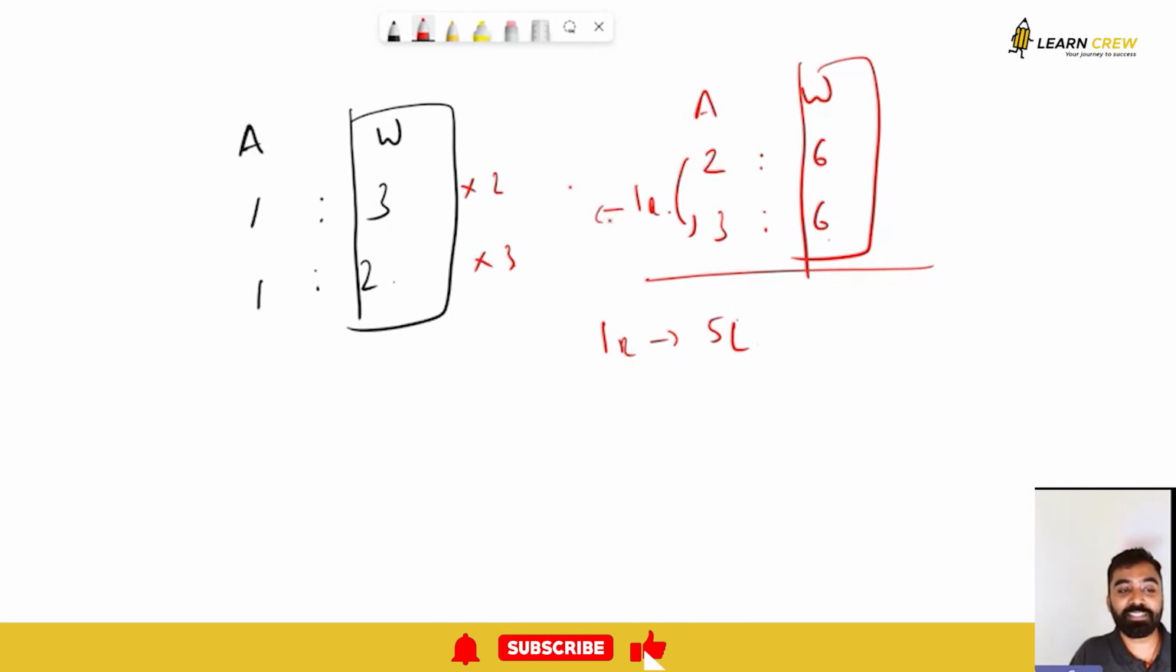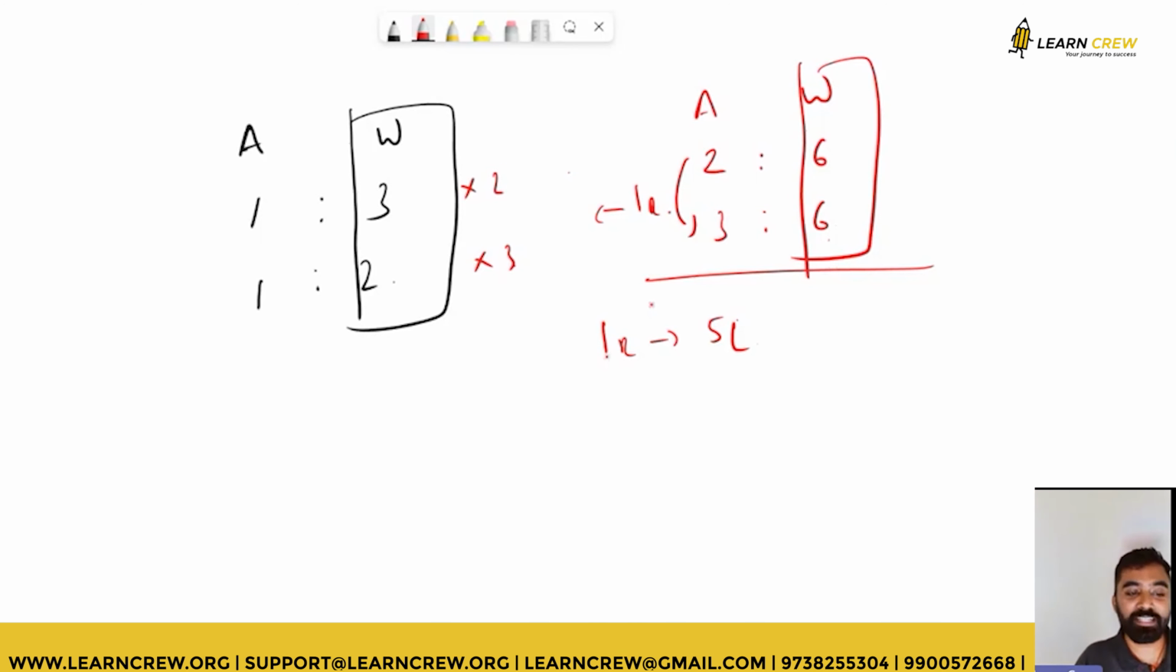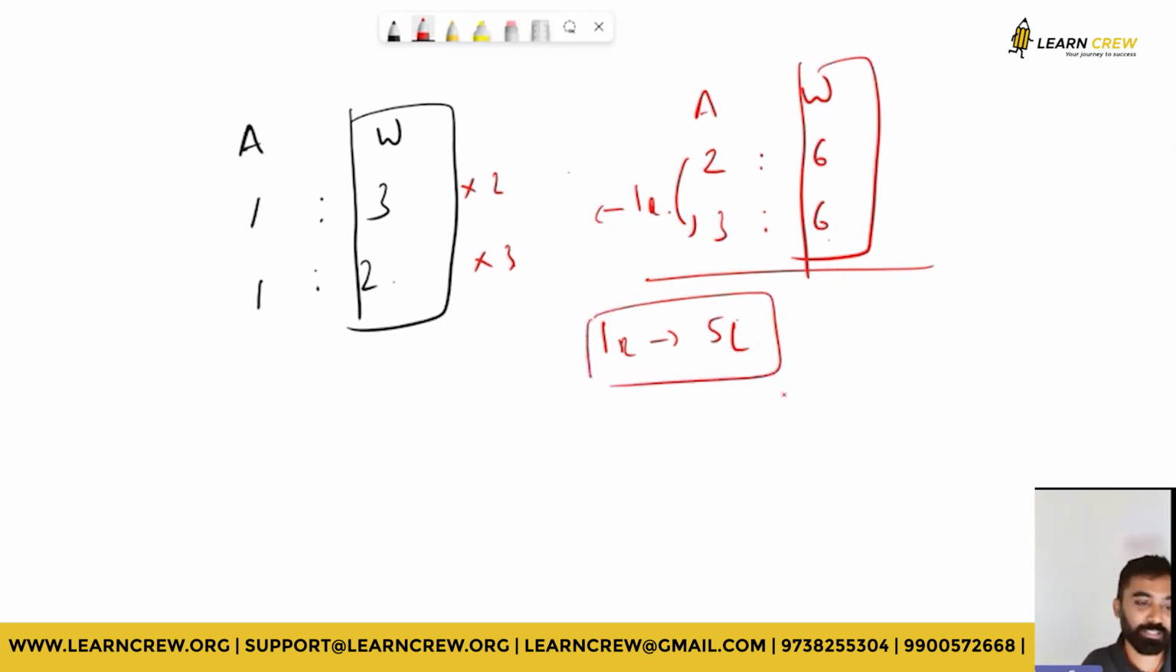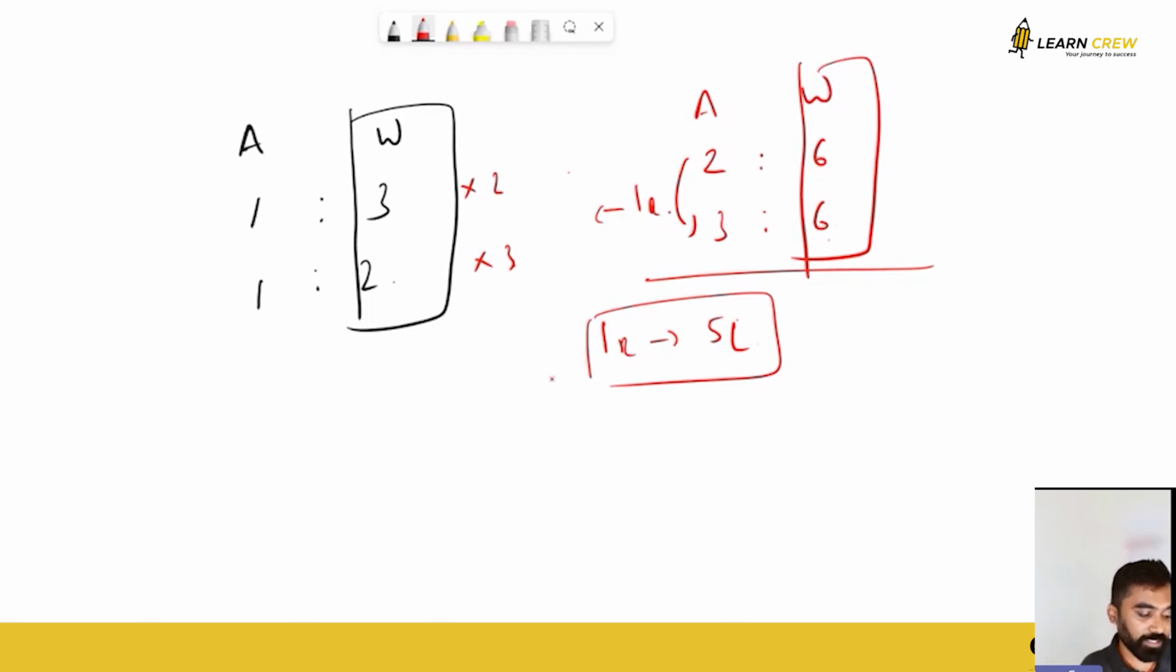This single R is nothing but the extra added. This extra added is equal to 5 liters. If this is 5 liters, then they're asking you to find the total quantity of the new mixture. Which is the new mixture?